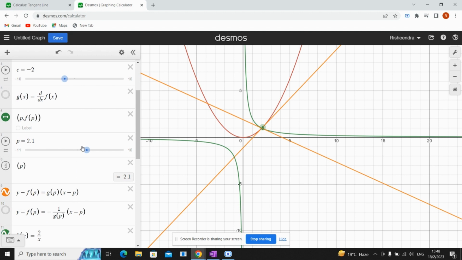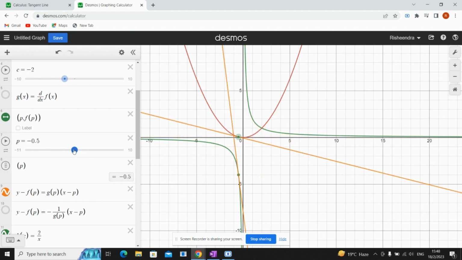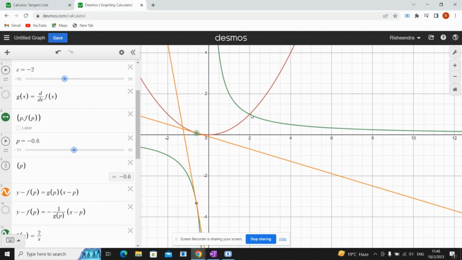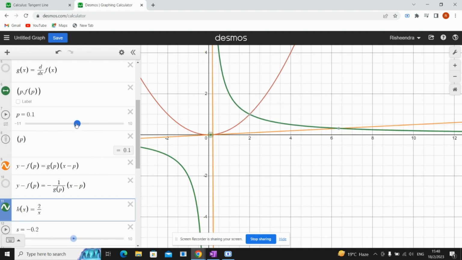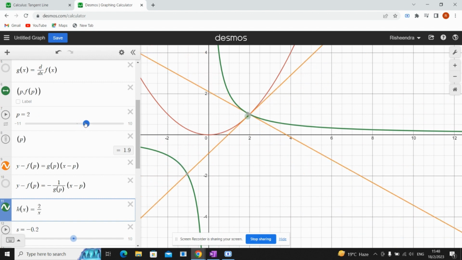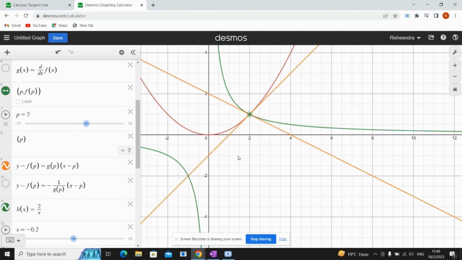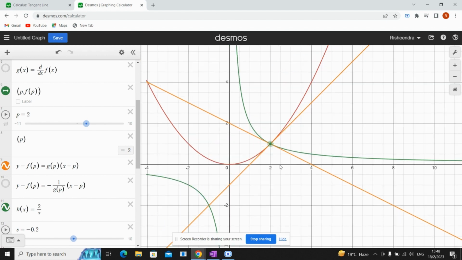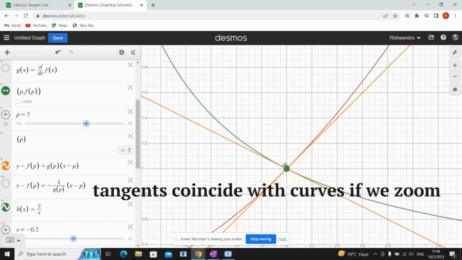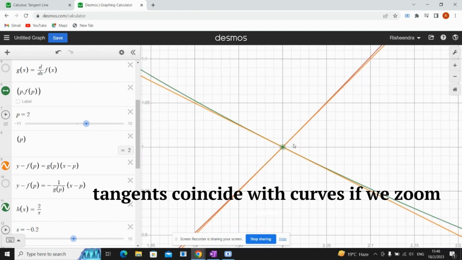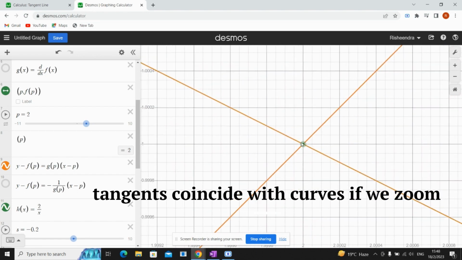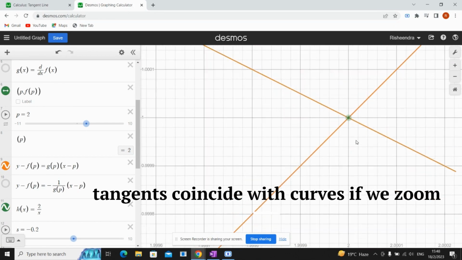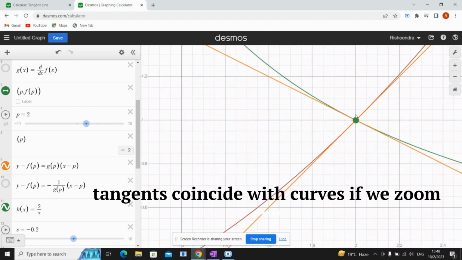Where do these two lines intersect? At 2, right? The p value has to be 2. Let's adjust the p value to be 2. Small, okay, that's 2. Look here. We just have to find the angle between these two tangents. If you are a bit doubtful, you can check it. Let's zoom in. See, these two almost look identical, right? So we just have to find the angle between these two lines.